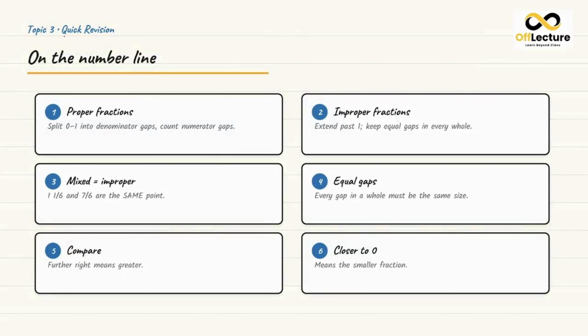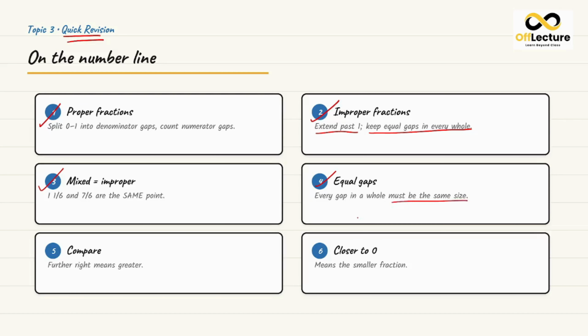So let's do a quick revision on topic 3, that is how we place fractions on the number line. We have seen how we can place proper fractions. We have seen how we can place improper fractions: we have to extend past 1, and keep equal gaps in every whole. A mixed number and an improper fraction come at the same point. And every gap in the whole must be of the same size.